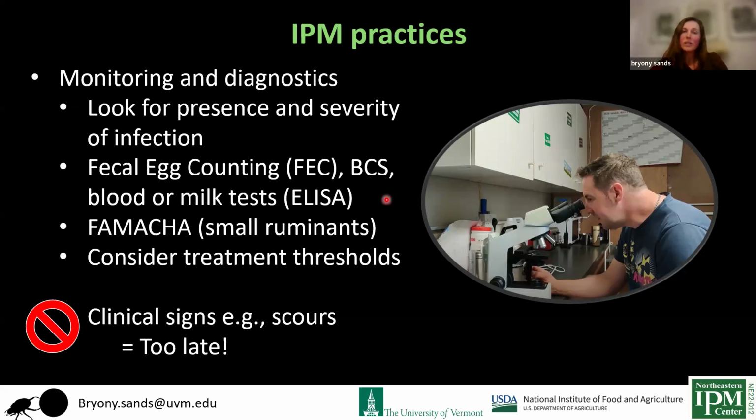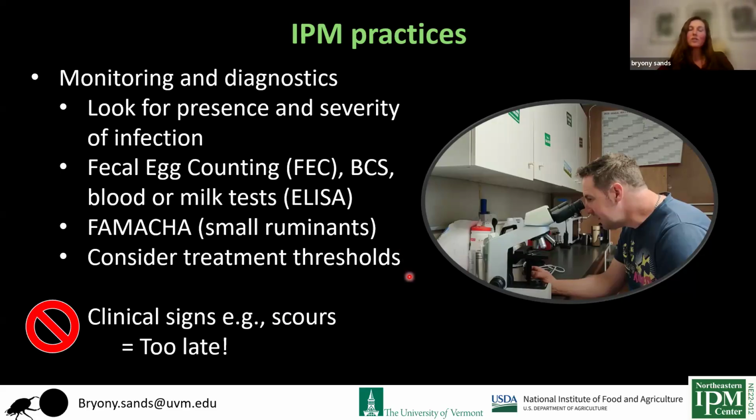Then we can do body condition scoring as well to see if animals are losing condition. And then there are these other tests, so blood or milk tests that can pick up whether we have internal parasite problems as well. FAMACHA, you might have heard of, that is used in small ruminants, so I won't go into too much detail, but it's basically looking at the whites of the eye to see if there's anemia caused by worms.